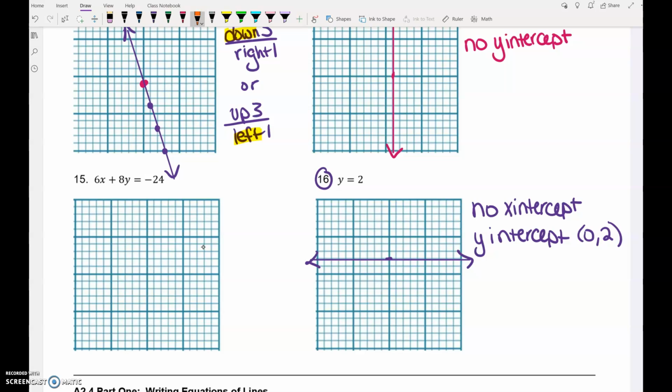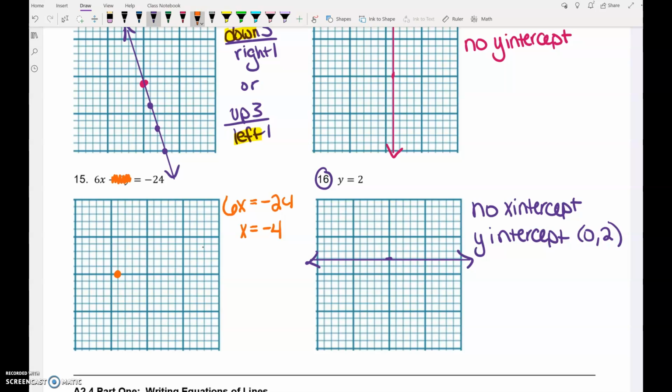For standard form, you're basically plugging 0 into one of the letters at a time. If we plug 0 into y, that's going to make this term go away. So to get the x-intercept, you basically cover up the y, and you have 6x equals negative 24. So what does x equal? Negative 4. We're going to cross the x-axis at negative 4.